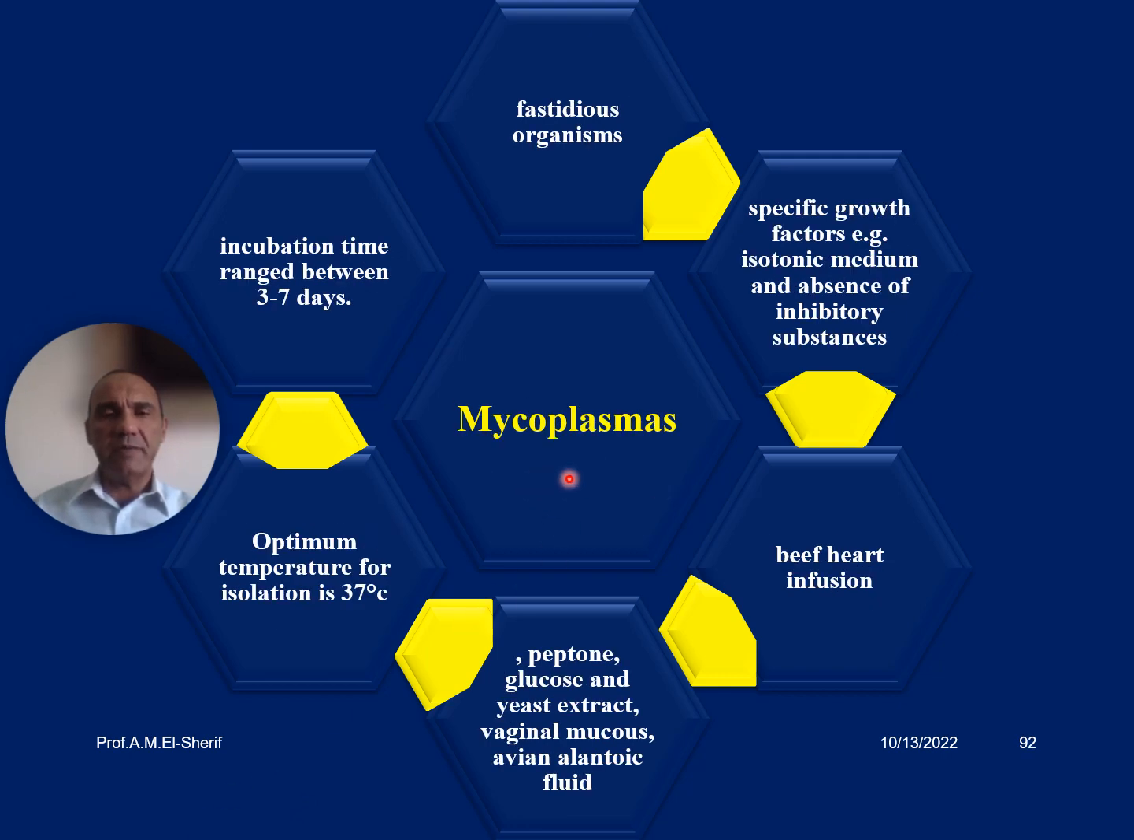In case of mycoplasmas, mycoplasmas are fastidious organisms. Specific growth of them needs certain factors such as isolation media and absence of inhibitory substances. We can cultivate them on beef heart infusion, peptone glucose, and yeast extract, vaginal mucus, avian allantoic fluid. The optimum temperature of isolation is 37 centigrade. Incubation time ranges between 3 to 7 days.